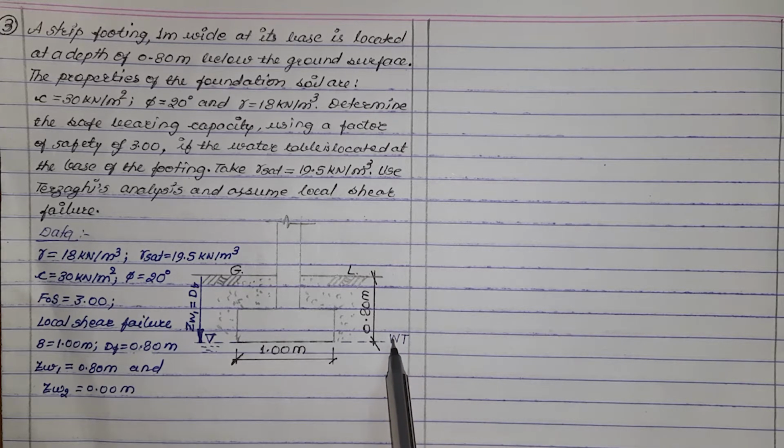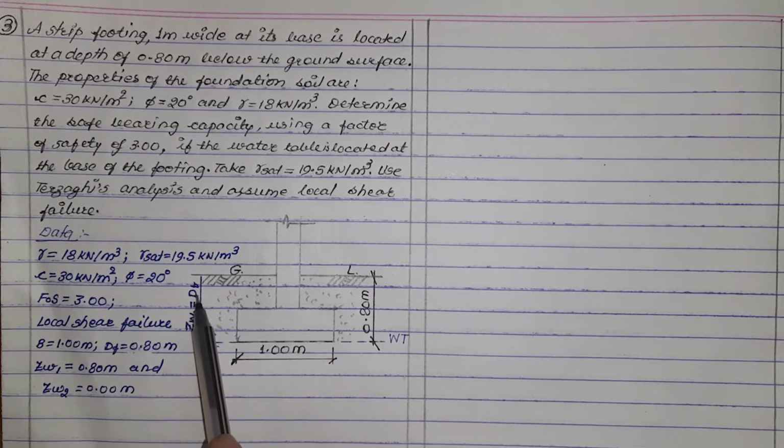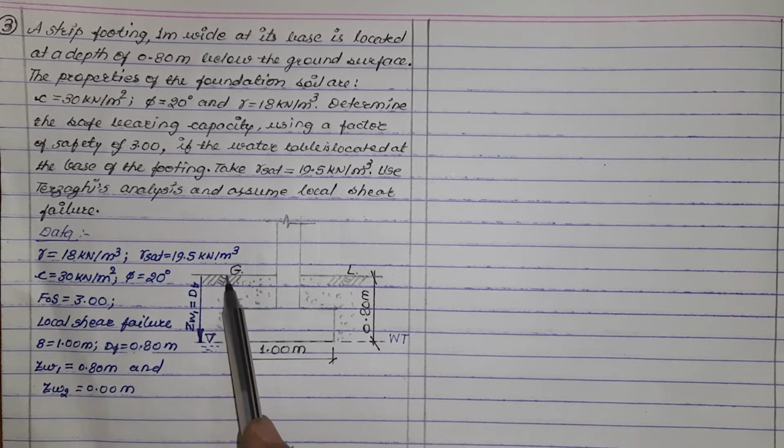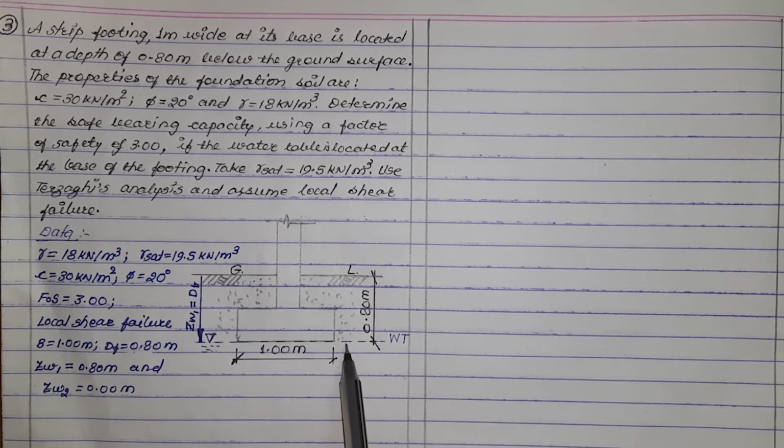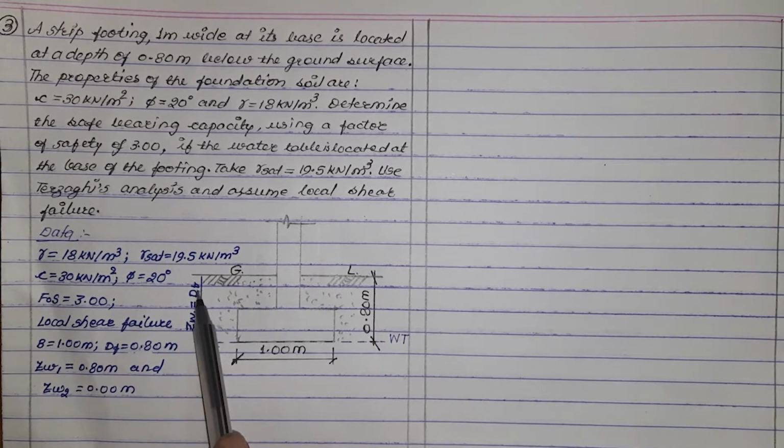Hence, ZW1 will be equal to DF and ZW2 equal to 0. What is ZW1? ZW1 is depth of water table from the ground surface and ZW2 is the level of water table with respect to base of the foundation. Hence, ZW1 equals DF and ZW2 equals 0. That is what is mentioned here in the data.